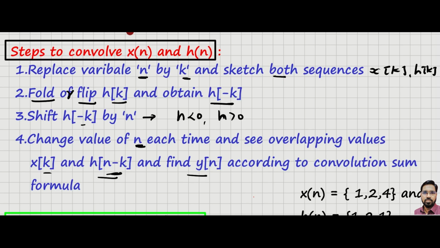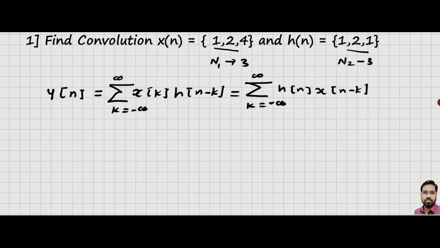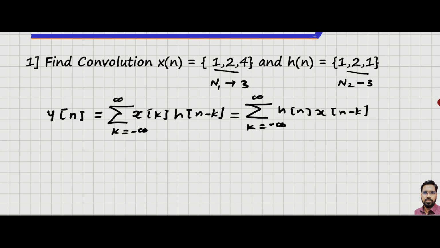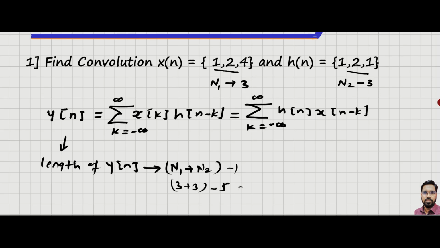How many times do we have to do this? Here, we have 3 samples. The length of y of n depends upon n1 and n2, so it is n1 plus n2 minus 1, which is 5. The length is a 5 sample sequence. It means you have to shift the sequence 5 times.